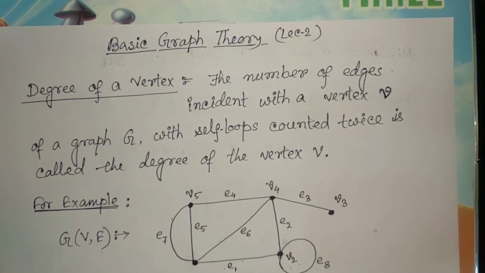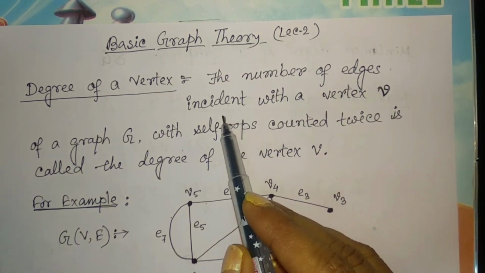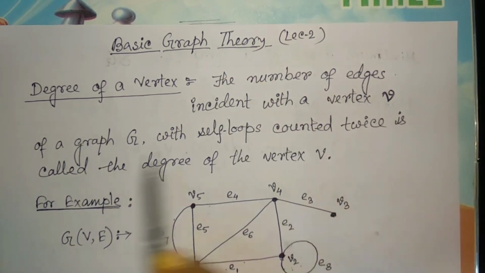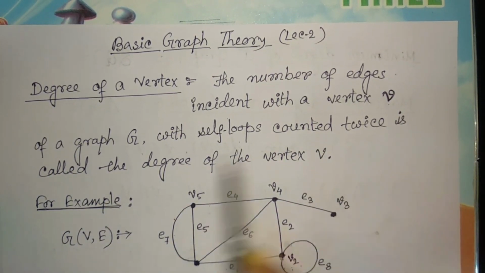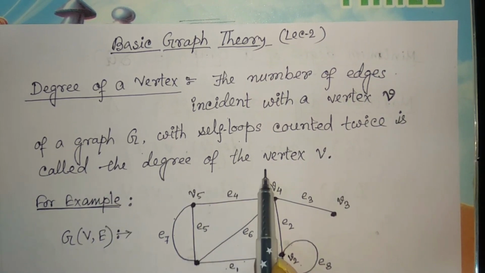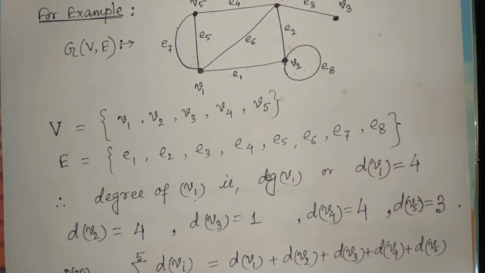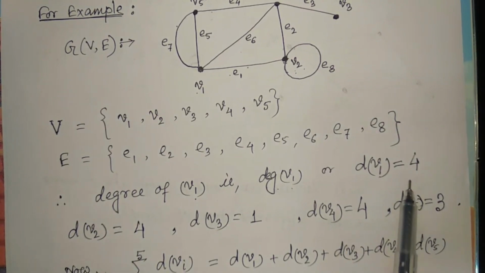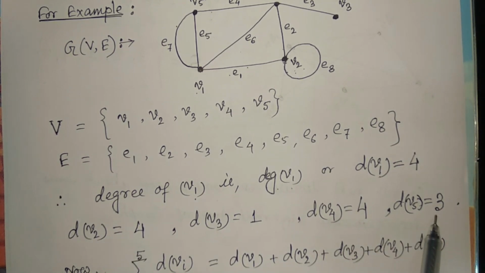For the definition, we can say the number of edges incident with a vertex V of a graph G, with self loops counted twice, is called the degree of the vertex V. So now we have found that for V1 we have degree 4, V2 degree 4, V3 degree 1, V4 degree 4, V5 degree 3.